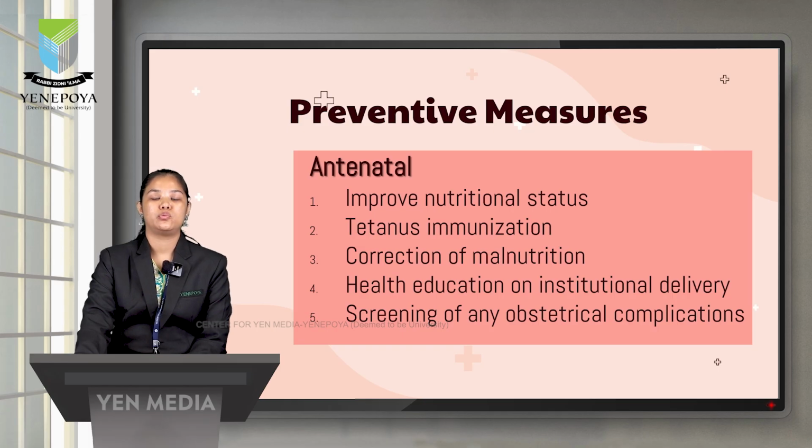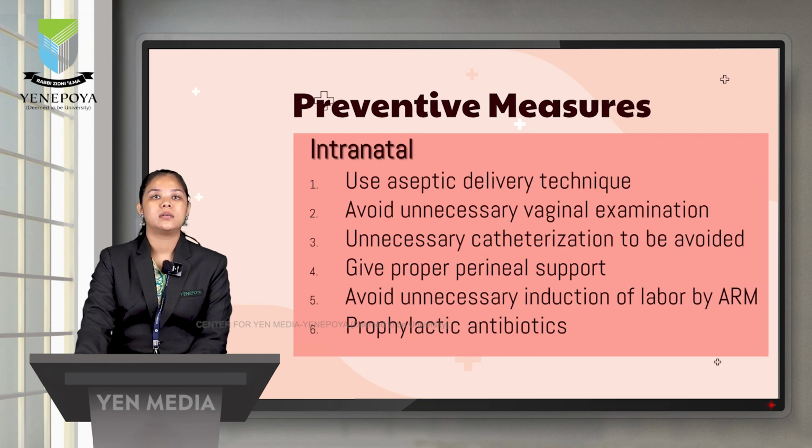Correction of malnutrition, if the mother is malnourished, by providing a balanced diet and good calorie diet. Health education on institutional delivery, screening of any obstetrical complication if any. Intranatal: using the aseptic delivery technique, avoiding unnecessary vaginal examination, avoiding unnecessary catheterization, give proper perineal support during the time of labor, avoid unnecessary induction of labor by ARM, that is artificial rupture of membrane.